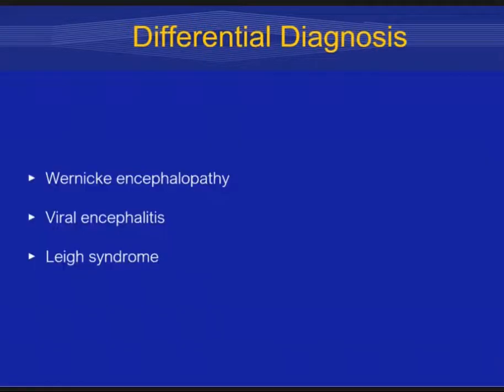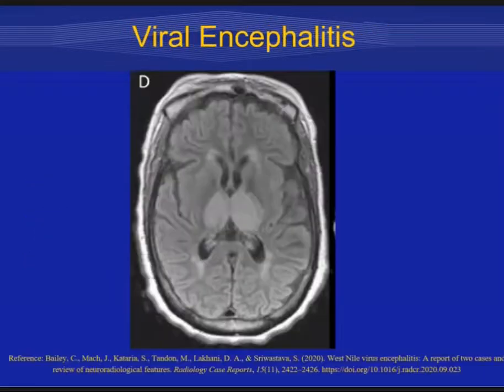So from the top of the list, we can consider Wernicke encephalopathy given the distribution of white matter changes on T2 FLAIR. We can also consider some forms of viral encephalitis, which could affect these regions as well. And we can also consider Leigh syndrome if we're just considering the distribution of white matter changes. For viral encephalitis, here's an example of an MRI of a patient with West Nile virus encephalitis, where you can see that the bilateral thalami have T2 hyperintensities.